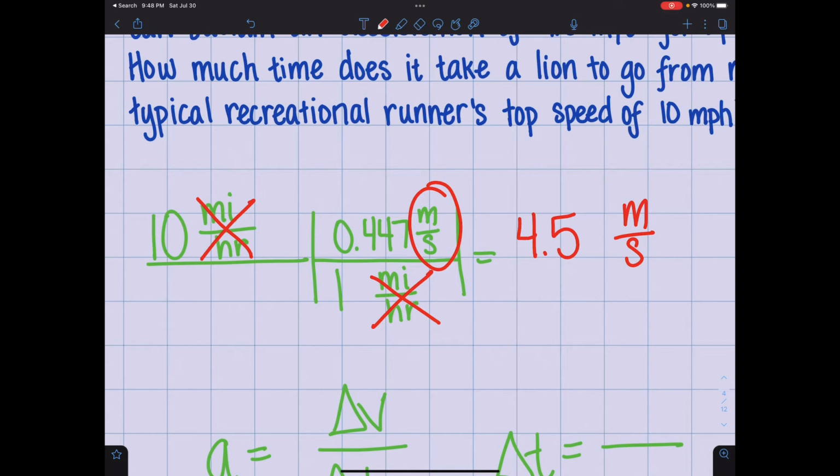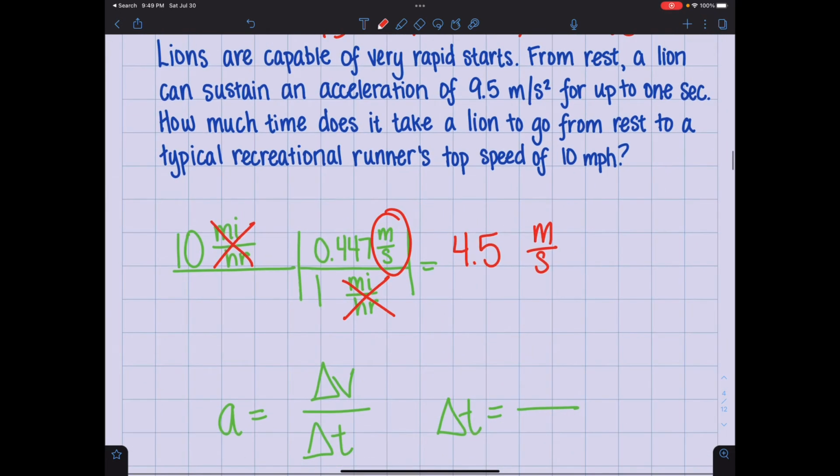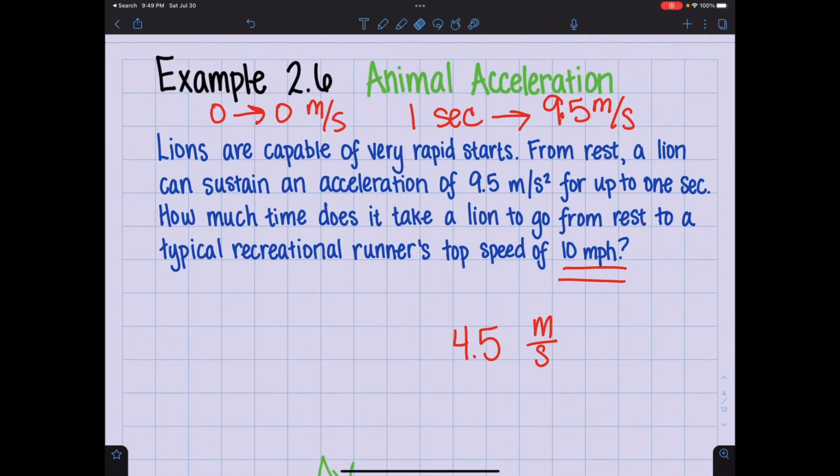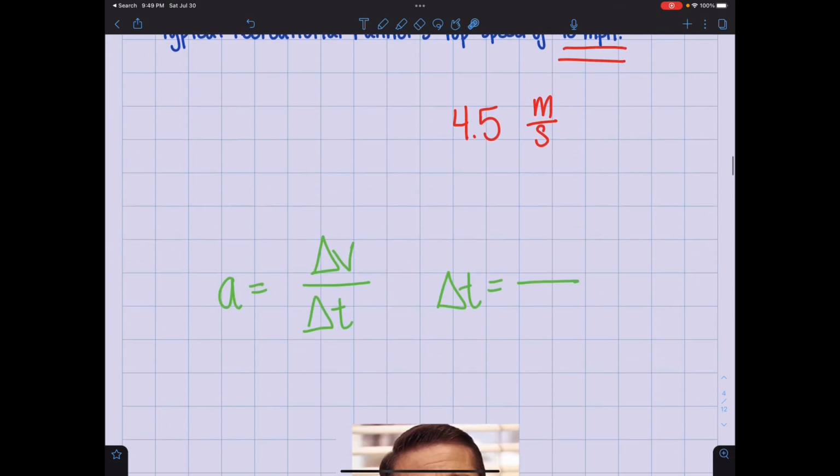So now the only thing I've done here, I haven't answered the question. I've just changed 10 miles an hour to 4.5 meters per second. And now they want to know how much time does it take a lion to go from rest to 4.5 meters per second. Now, if I look at what I drew up here, I know that in 1 second, the lion is already going 9.5 meters per second. So the time it takes to reach this is going to be less than 1 second. And if I get an answer that is less than 1 second, then that answer is likely to be right and it's going to make sense.